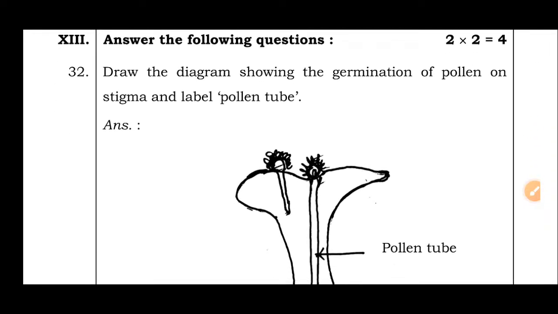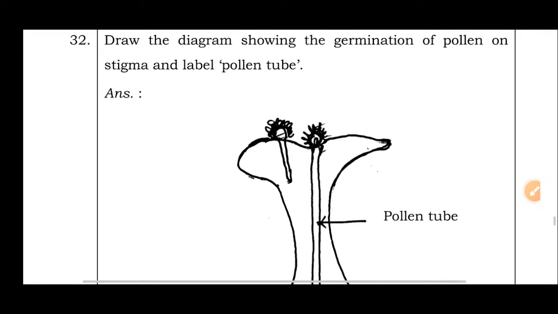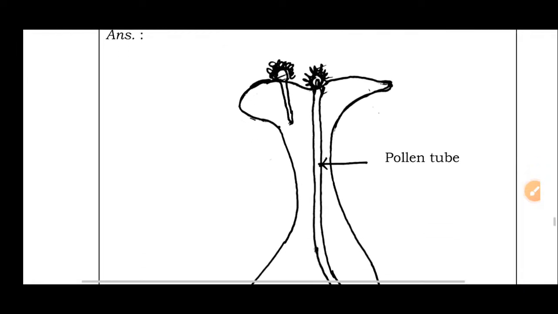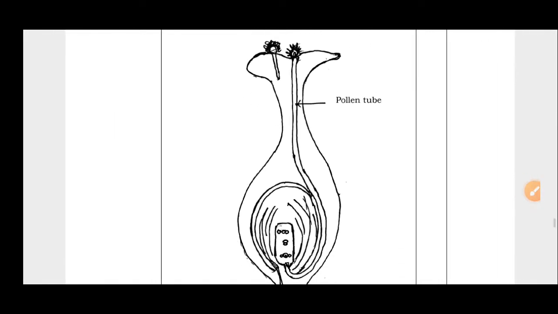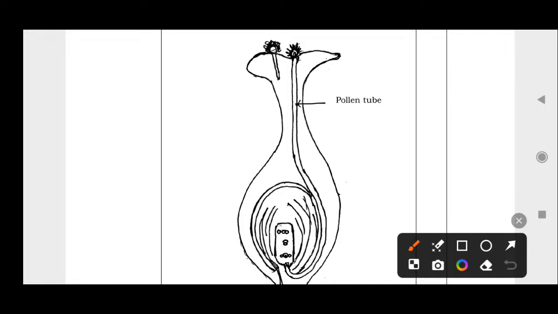Question number 13. Answer the following questions, each carrying 2 marks. 2 questions are there, 2 twos are 4. The 32nd question is a definite question. Draw a diagram showing the germination of pollen on stigma and label the pollen tube. This is the structure of germination. They asked for only a single part, the pollen tube.